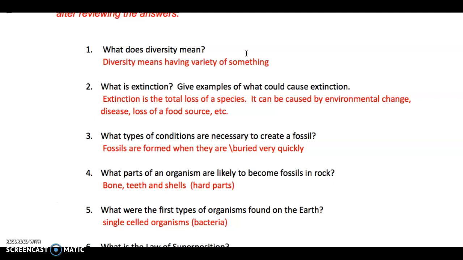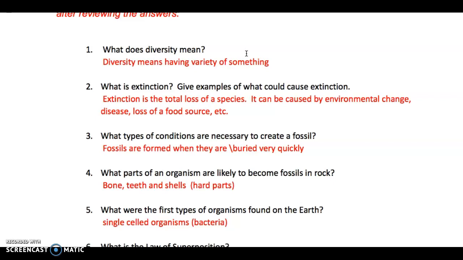What types of conditions are necessary to create a fossil? So in class, we talked a lot about how things die all the time in nature, but they don't pile up and we don't see fossils everywhere. Fossils are actually very hard to find. So the answer to number three is that fossils are only formed when they are buried very quickly. So whether that's sand or mud or even dirt in some cases, or snow or ice, that's whenever you have a fossil, whenever it gets buried up before it can decompose.